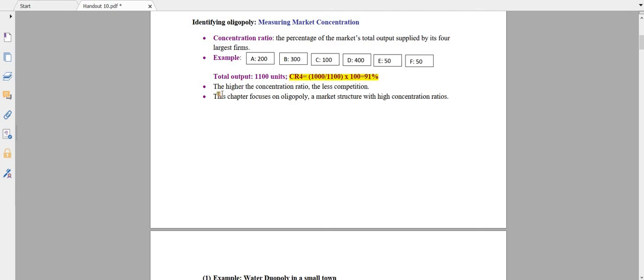So what that means is that the higher the concentration ratio, the less the competition. So here 91% implies that the 4 big firms in the market dominate 91% of the entire market share, leaving very little room for other firms to operate in this market. So this chapter is going to focus on oligopoly, a market structure which is defined by a high concentration ratio. An easy way of identifying oligopoly is that a market which has a high concentration ratio will most probably fall under this market structure.